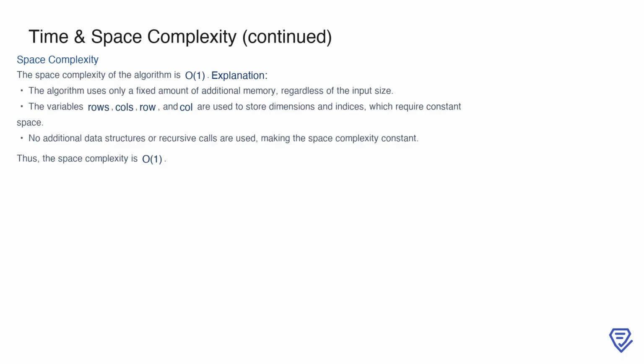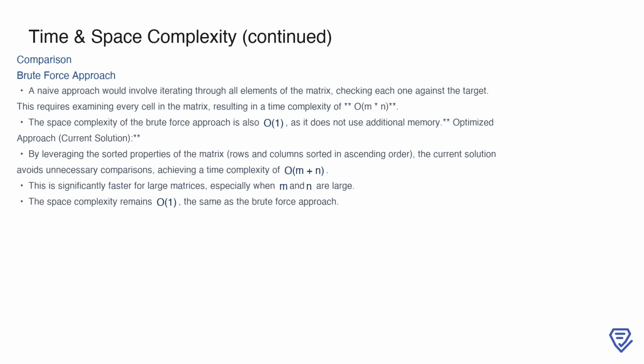space complexity. When we compare the brute force approach to the optimized solution, the difference in efficiency becomes clear. The brute force method involves checking every element in the matrix, which results in a time complexity of O(m*n), as all m rows and n columns are traversed. The space complexity for brute force is also O(1), as no extra memory is used.